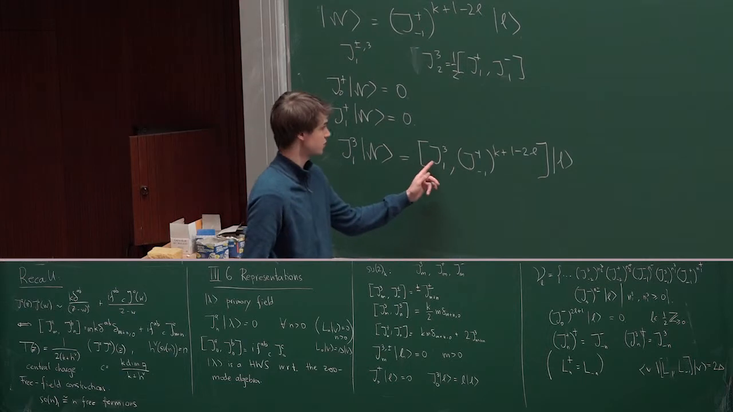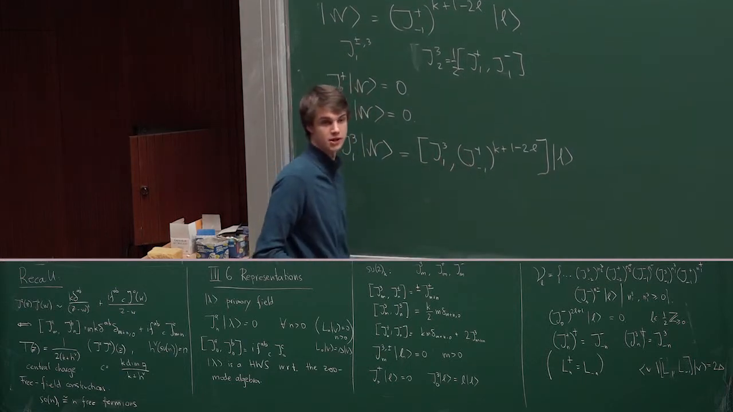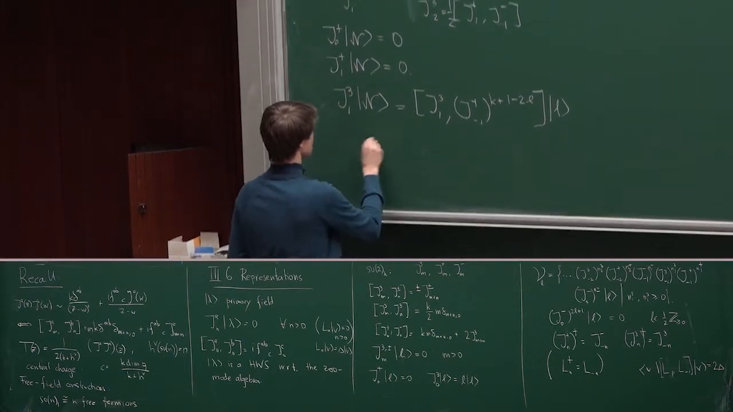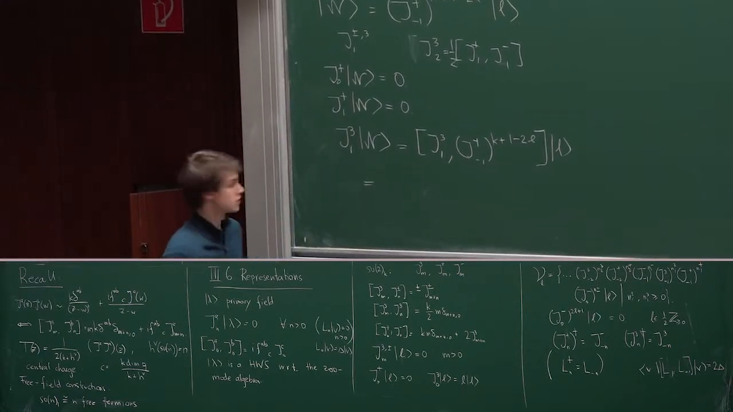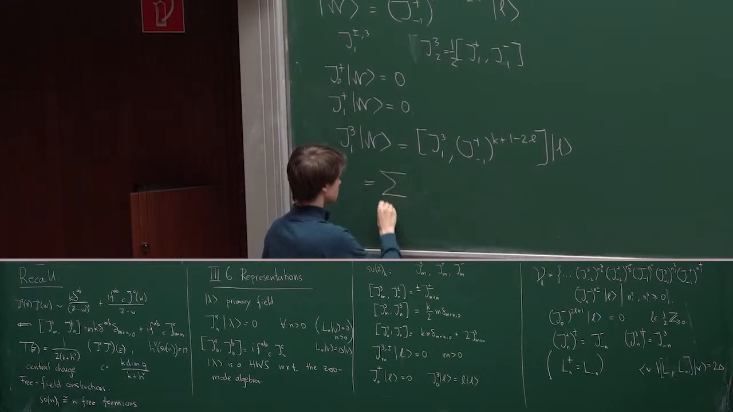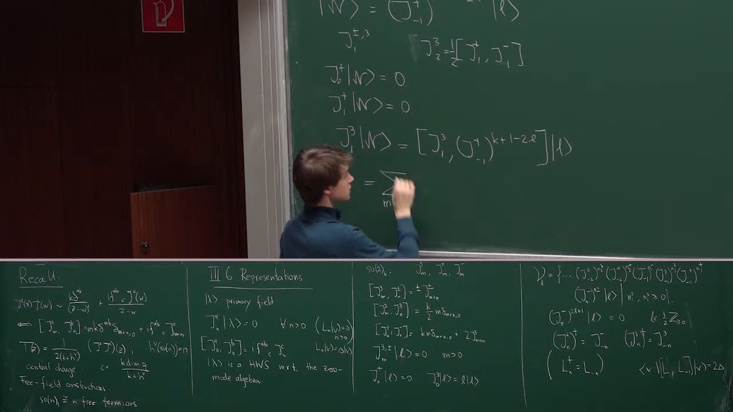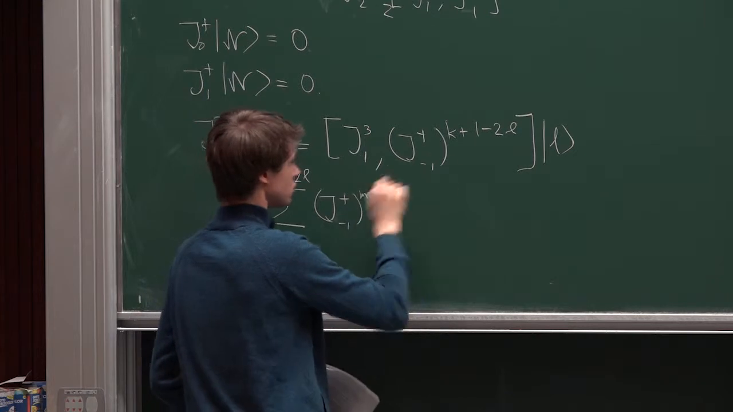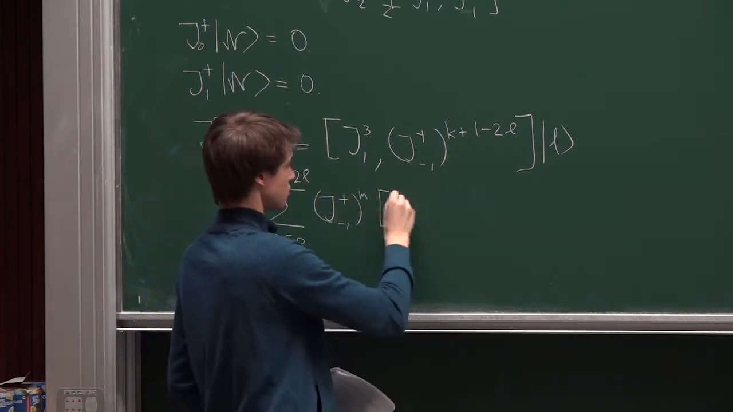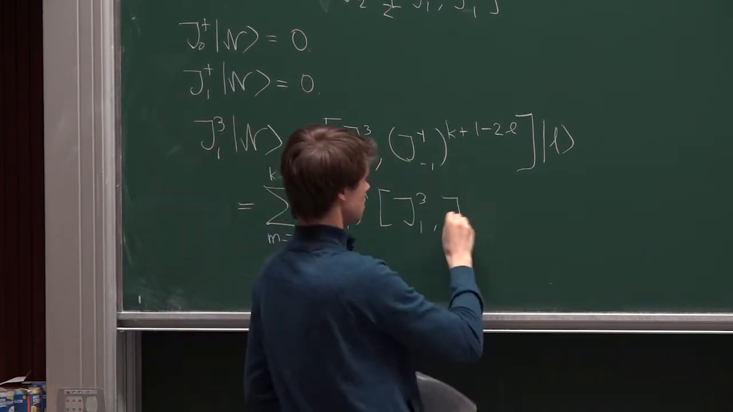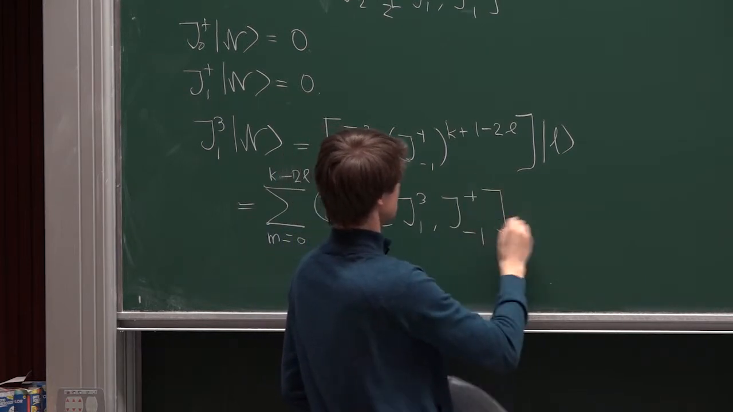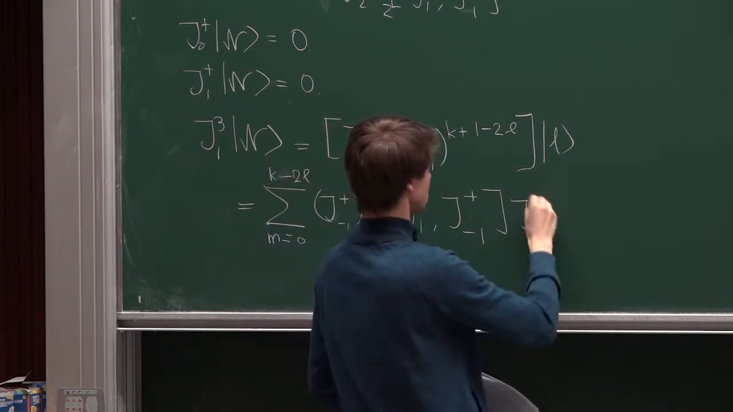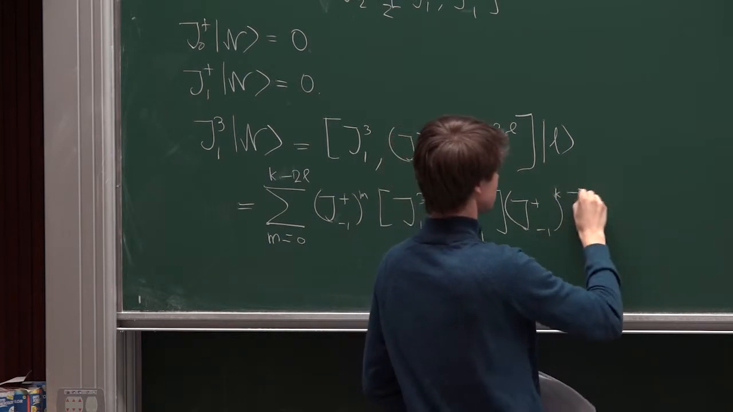Okay, I can replace by the commutator because J1, 3 annihilates L. And now I just have a commutator of something repeated. So I can write it like this. I have a sum from M equals 0 to K minus 2L, and I put M of those in front. So that's the usual way to compute repeated commutators. And then I have remaining here K minus 2L minus M.